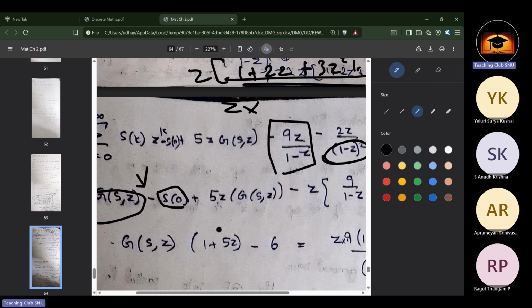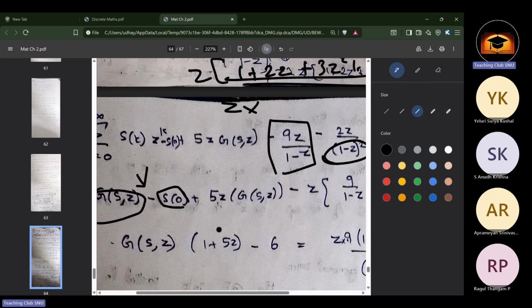Now I can just write it in terms of a sequence. It will be minus summation of 3z whole power n, where n ranges to infinity, and then here it will be 2 summation of 2z whole power n. I'm writing it directly so that you understand. You very well know that 1 by 1 minus x is the summation of x power n from n equal to 0 to infinity. The same way I'm doing it. So this is nothing but my g of s comma z.